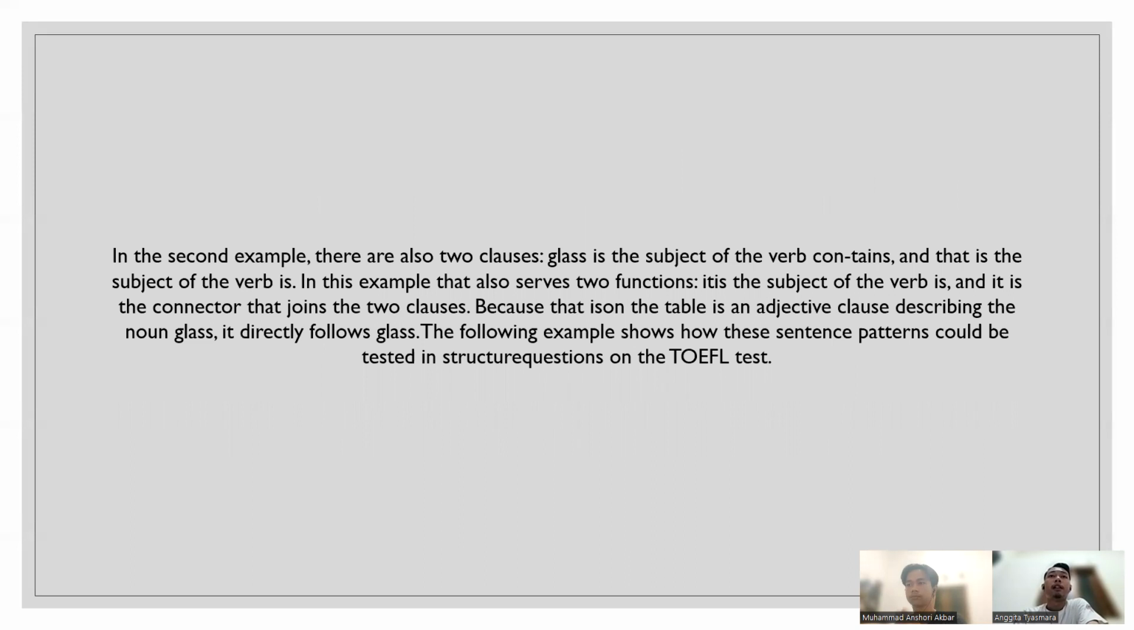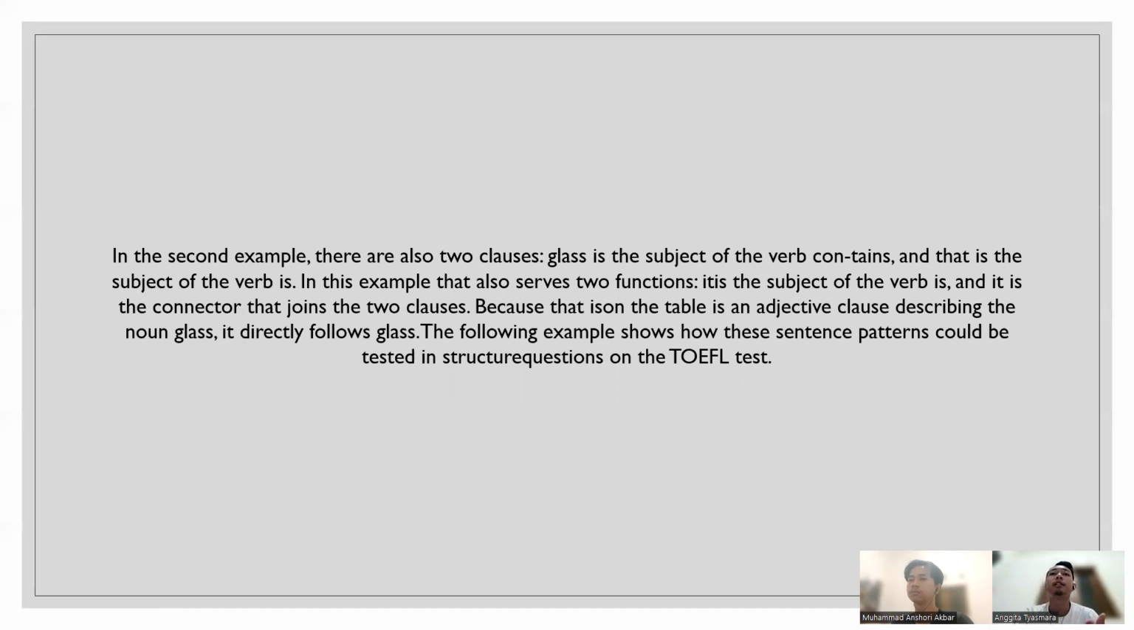In the second example, there are also two clauses. Place is the subject of the verb contains, and that is the subject of the verb is. In this example, that also serves two functions. It is the subject of the verb is, and it is the connector that joins the two clauses. That is on the table is an adjective clause describing the noun class. It directly follows class.